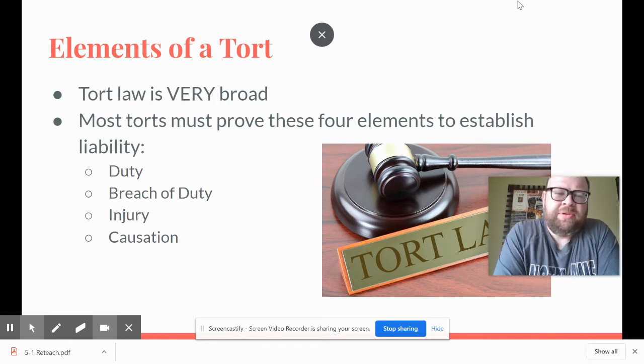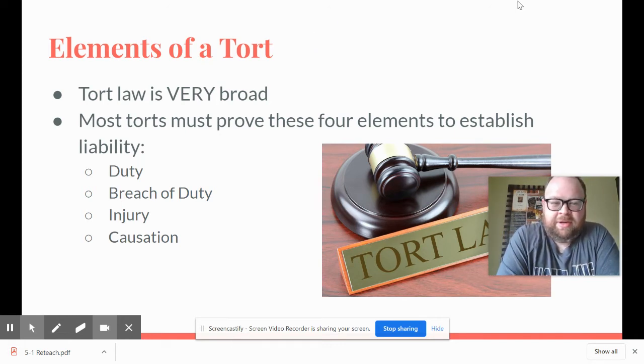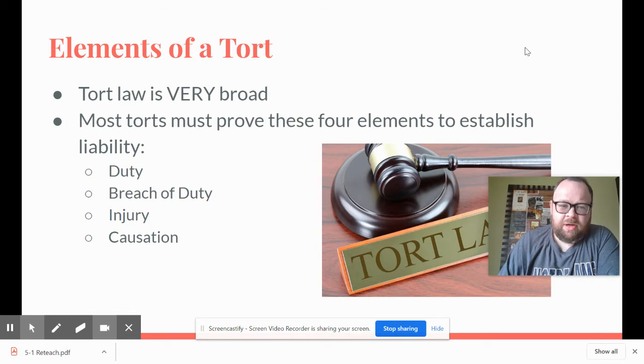So elements of a tort. Tort law is very broad. All right. So it's hard to really get convicted of this. Torts must have four elements to establish liability. So we'll go over those in a minute, but they involve duty, breach of duty, injury, and causation. So what are those, Mr. Moore? Well, let me tell you.